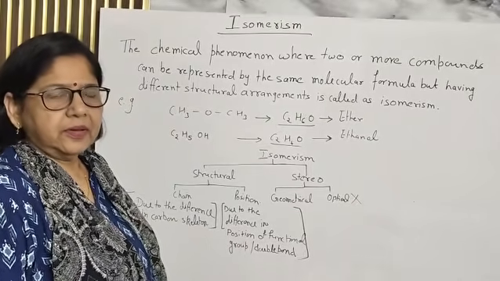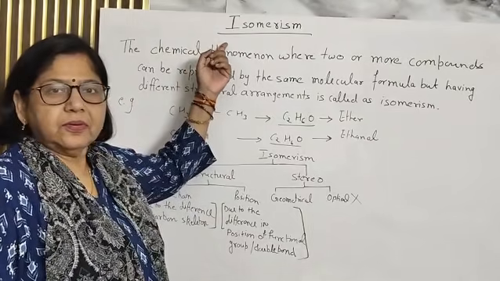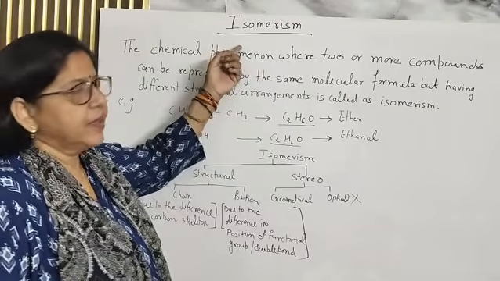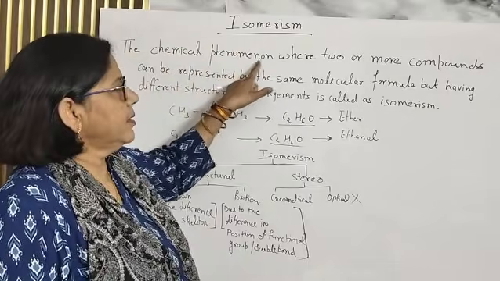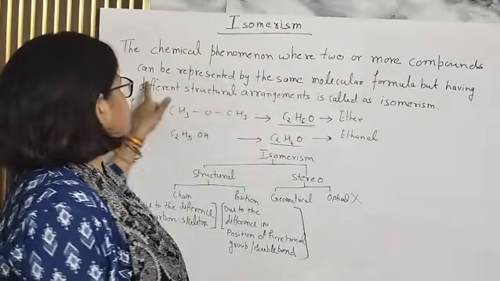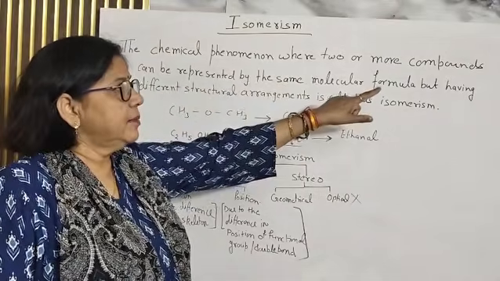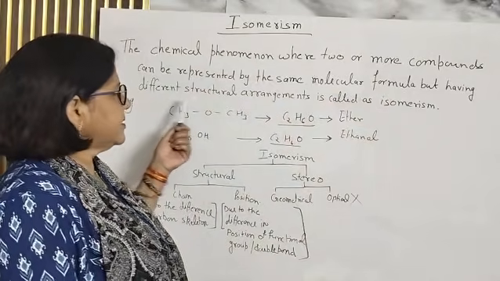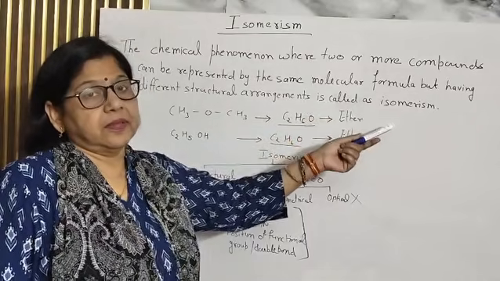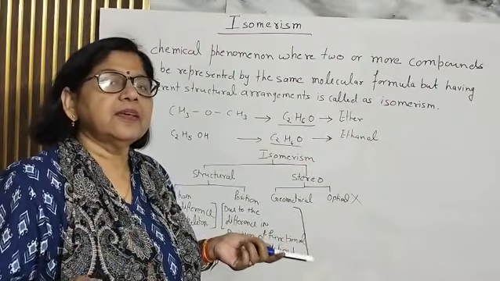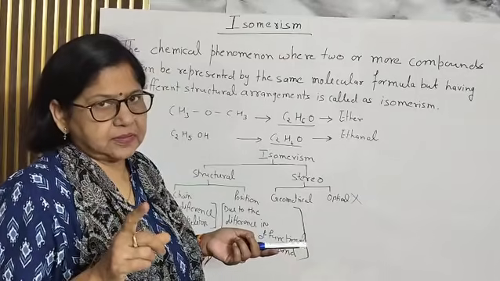Hello children, today I am going to take up the very important topic that is known as isomerism, right? Isomerism is the chemical phenomenon where two or more compounds can be represented by the same molecular formula but have different structural arrangements, and it is called isomerism. And the compounds which are represented by the same molecular formula are called isomers, right?